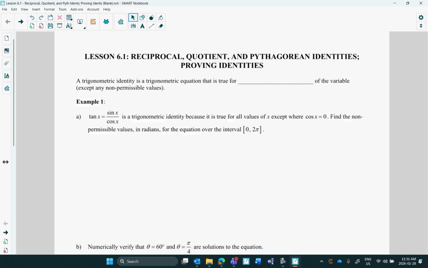So what exactly is an identity? Well, it's a trig equation that's true for all values of the variable. Or they're trig expressions that are equal to each other. They're equivalent to each other, except any non-permissible values.